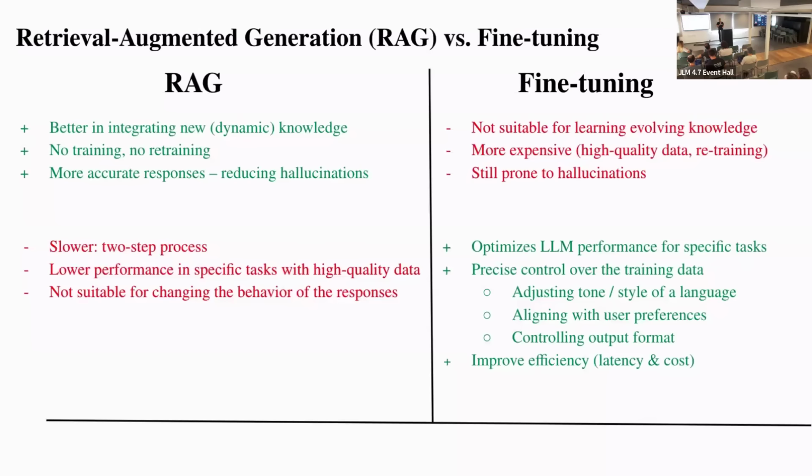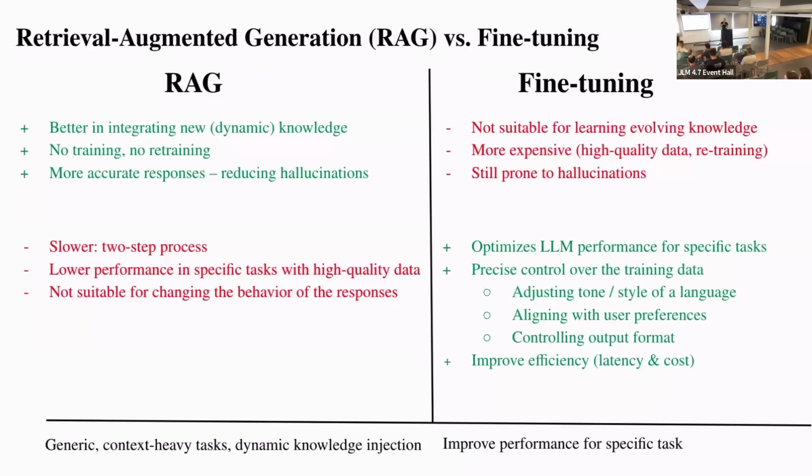This is fine-tuning. Okay, and then again, fine-tuning optimizes the LLM performance for a specific task. Since we have precise control over the training data, it makes it possible to adjust the tone and the style, to align with user preferences, and also to control the output format much better. And as we talked about before, we can improve efficiency by using a smaller LLM for better latency and cost. So to conclude, RAG is for generic context-heavy tasks with dynamic knowledge integration, and fine-tuning is for improving the performance on a specific task.